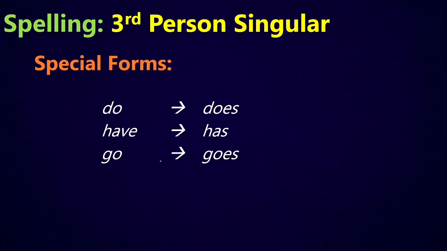And then we do have a few special forms for the third person singular. Do becomes does, and the pronunciation of it is does. Have becomes has, and go becomes goes.